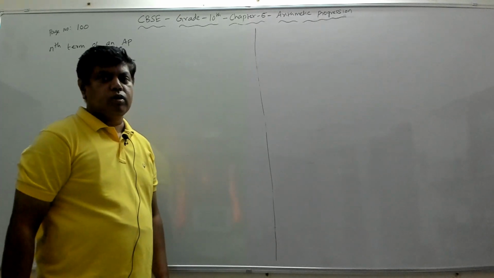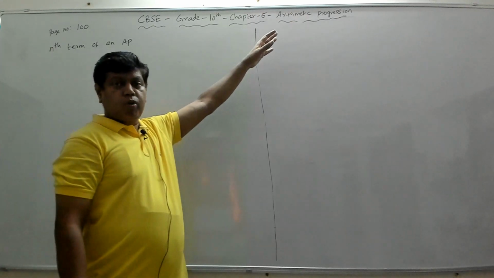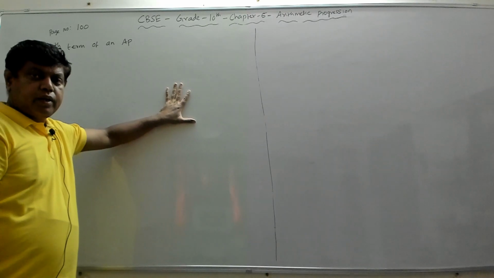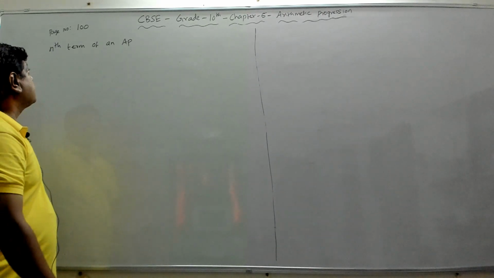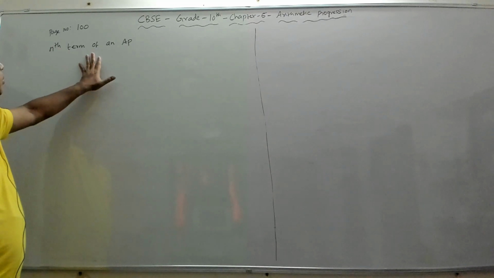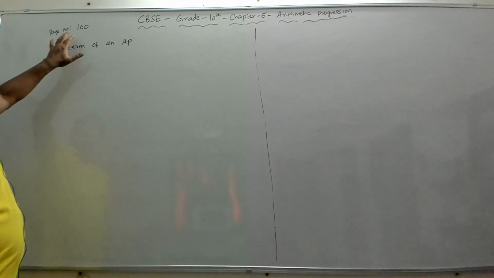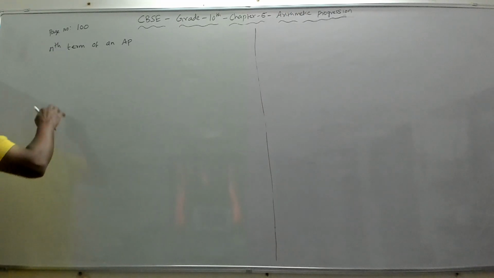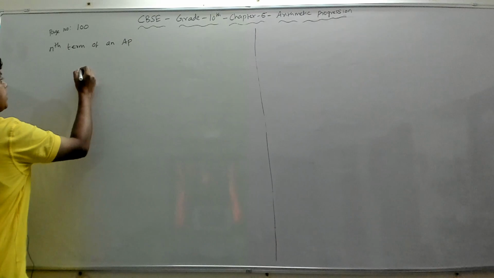In this video, we'll continue with the chapter Arithmetic Progression, which is chapter 5 from your 10th standard CBSE Mathematics. And we will start with the next section, which is nth term of an AP. On page number 100 of your textbook, nth term of an AP. Before we go to the nth term of an AP, let's write the general form of an AP.